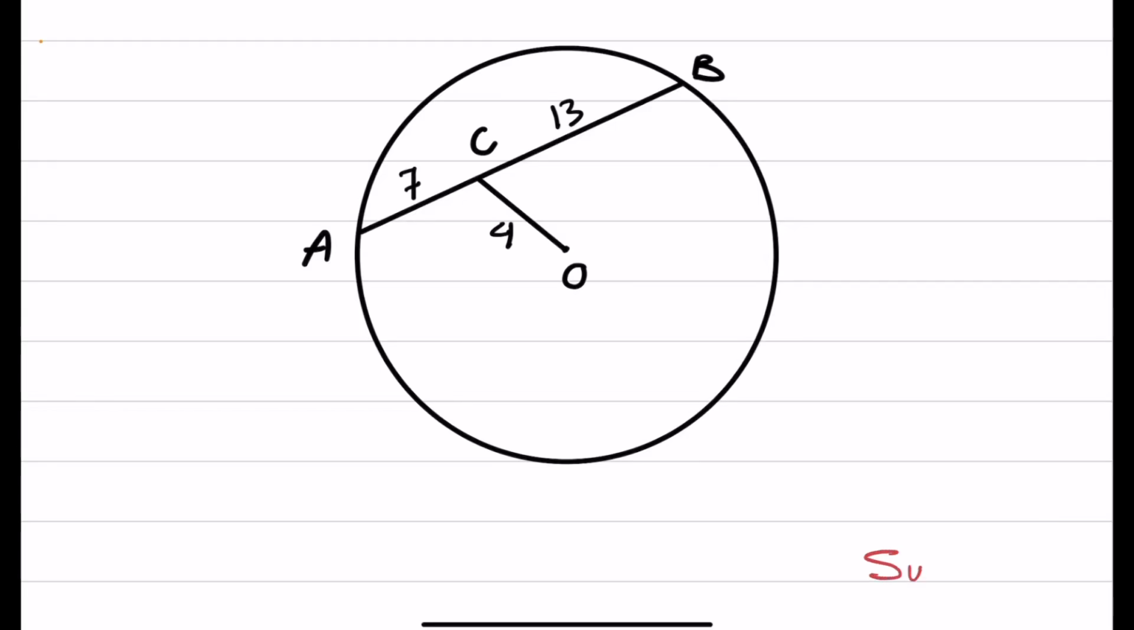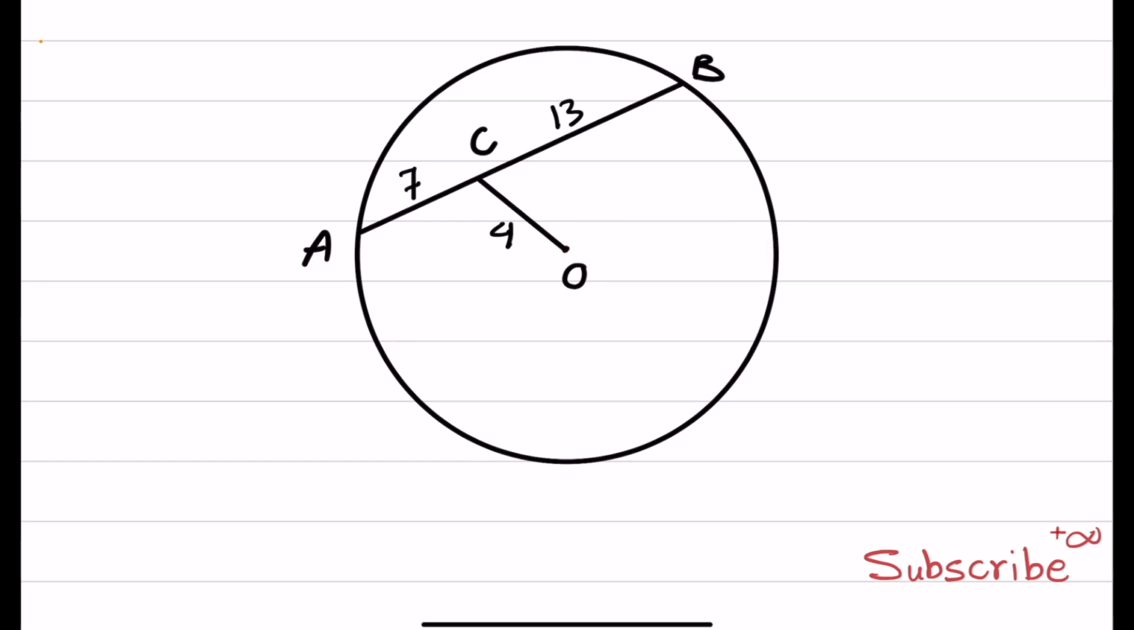In this video, a circle is given, O is the center of the circle, and the length of line segment OC is 4, where C is the intersection of OC and chord AB. The length of AC is given as 7, and CB is 13. The question asks to find the length of the radius of the circle.